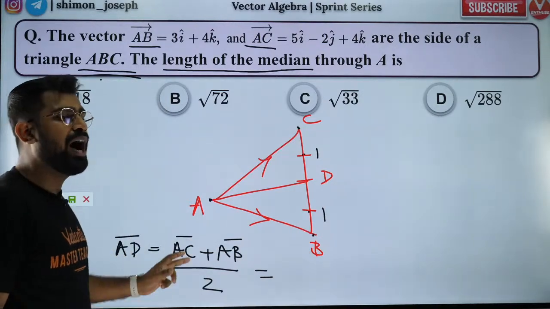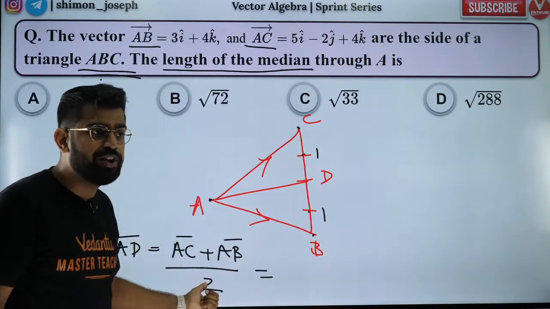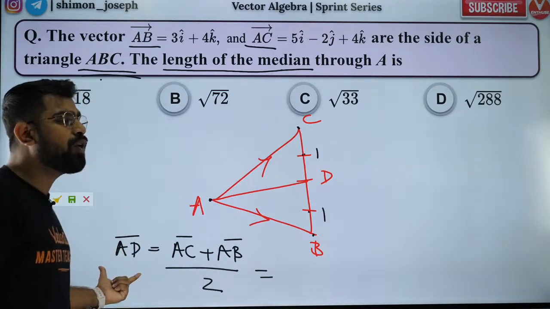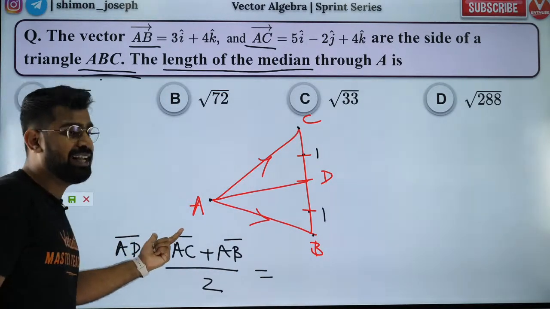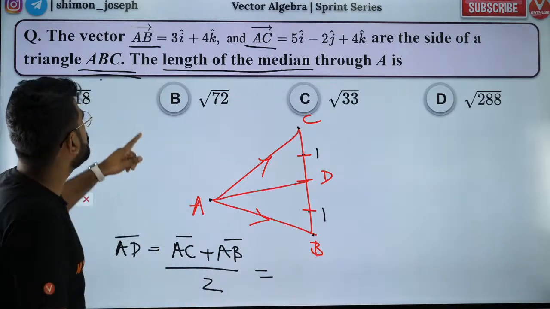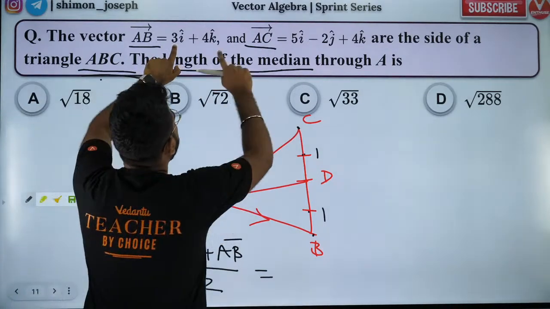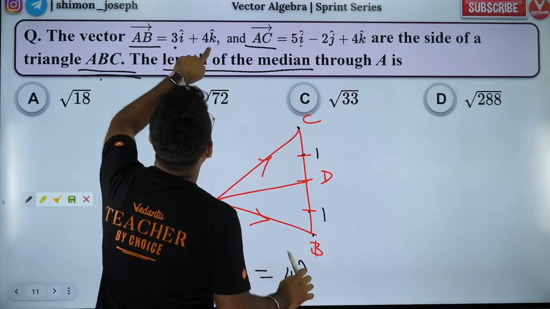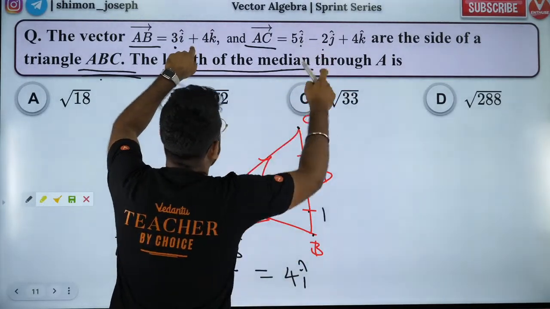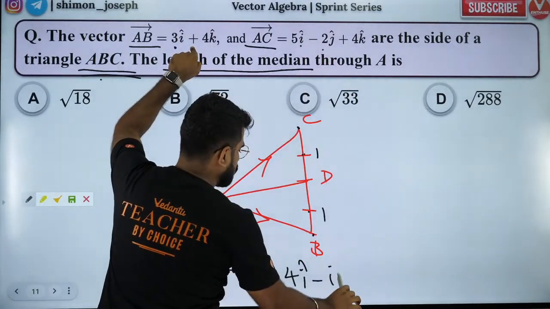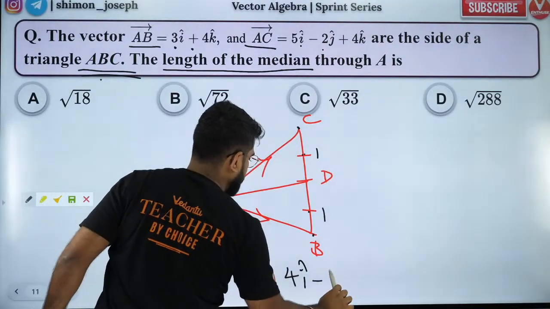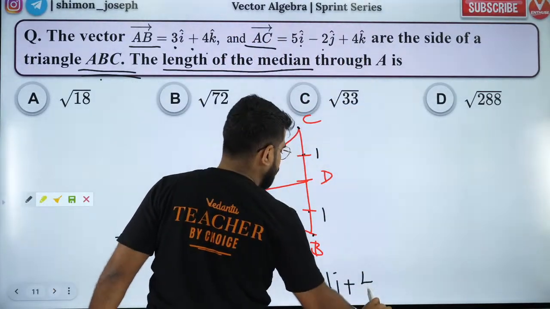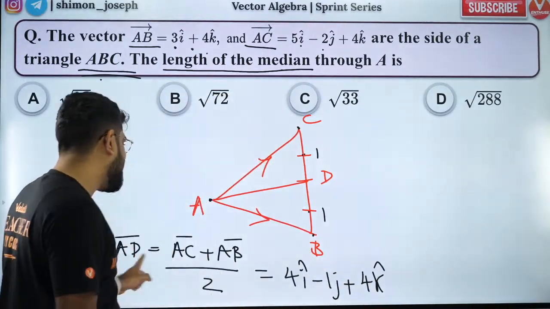Clear? So after you know that, now what do you do? You apply the midpoint formula. So the midpoint formula is AD equal to (AC plus AB) by 2. When you do that, what do you get? 3i plus 5i by 2 will be 4i. Then 0j minus 2j by 2 will be minus 1j. Then 4k plus 4k by 2 will be 4k. So this is your AD vector.